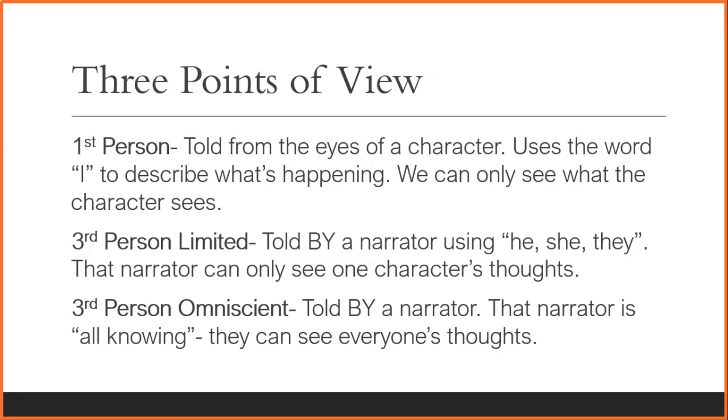So for instance, in Harry Potter, it uses a limited narrator. It's told in third person. It says something like Harry wanted to go to class. So it's using he, she, they. But you can only see Harry's thoughts. Versus third person omniscient would be told by a narrator. That narrator is all knowing. They can see what's going on in everybody's heads, everybody's thoughts and feelings.